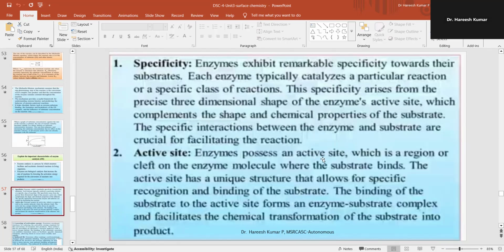Active site. Enzymes possess an active site, which is a region or a cleft on the enzyme molecule where the substrate binds. The active site has a unique structure that allows for specific recognition and binding of the substrate. The binding of the substrate at the active site forms an enzyme-substrate complex and facilitates the chemical transformation of the substrate into product.